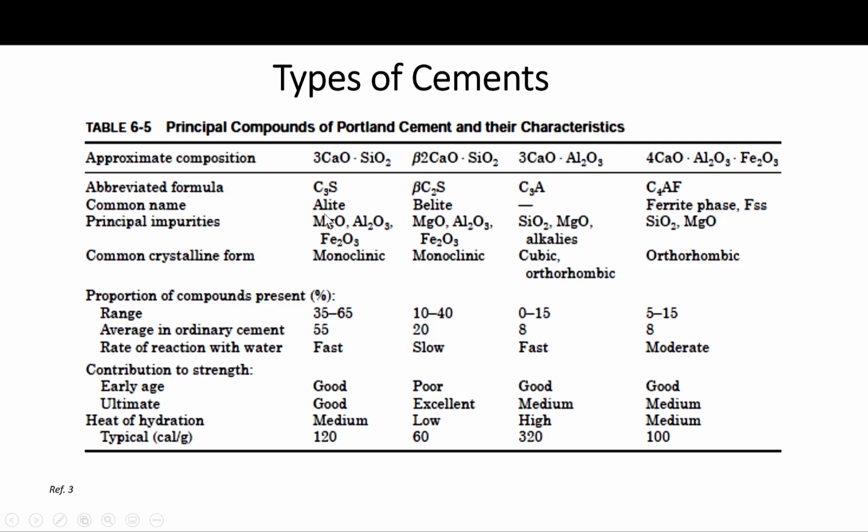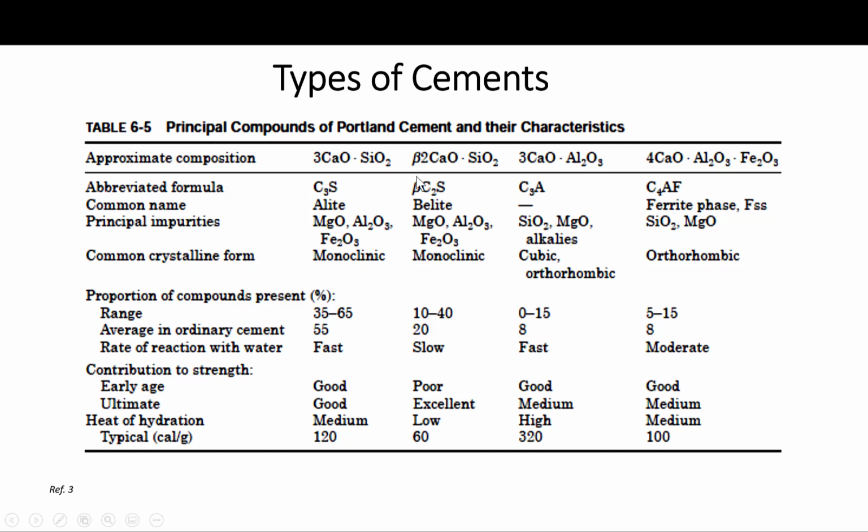So as you can see here, we're showing for each phase the approximate composition. For example, this is the 3CaO·SiO2, the C3S. This is the beta C2S. The C3A, which is the 3CaO and 1 Al2O3, and this is the tetracalcium aluminoferrite, the C4AF.